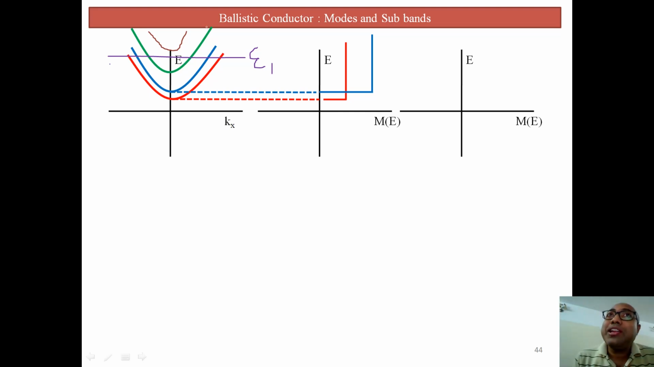Now if you know the number of modes, what is the conductivity of a small conductor? Q square by H into the number of modes. Q is constant, H is constant, and the number of modes you know if you know the EK diagram. You get the answer quickly, without doing any kind of expression.